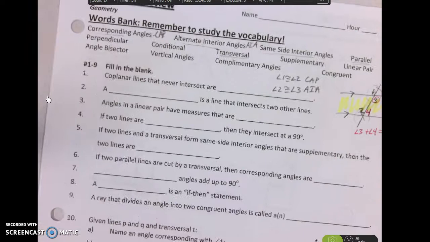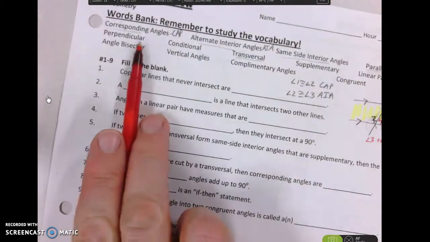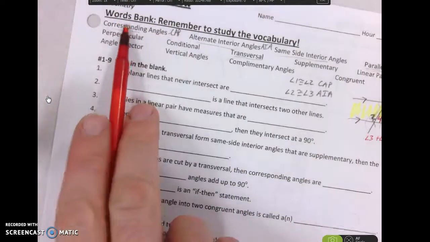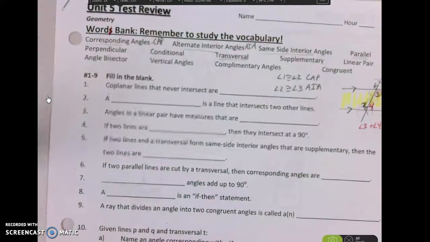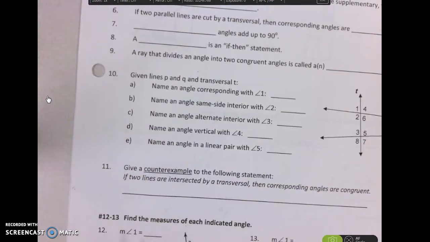So let's jump around the review. I think I'm going to leave the vocab blank because we gave you a word bank up here. Notice I said words bank. That should say word bank. Alright, let's hop around a little bit. Let's go down here to number 12. We'll do one of these.